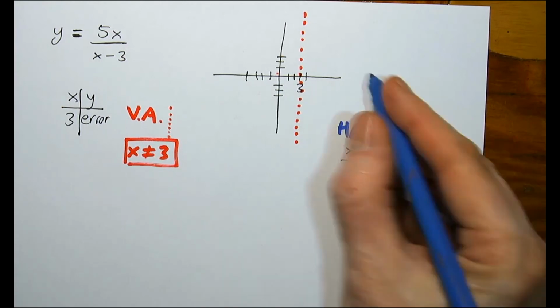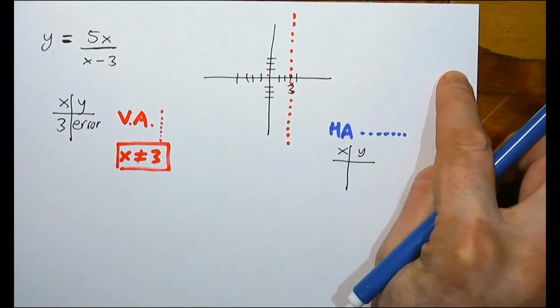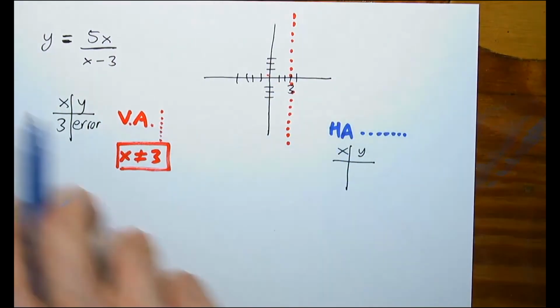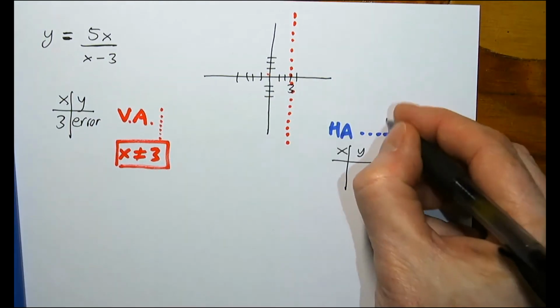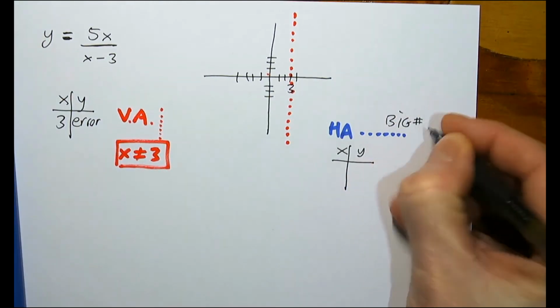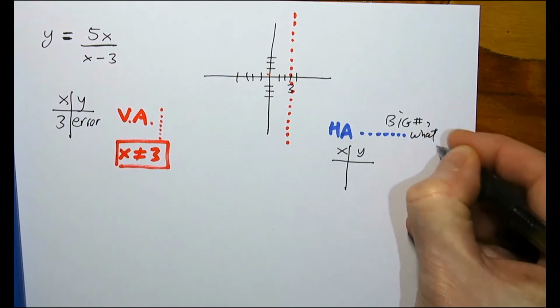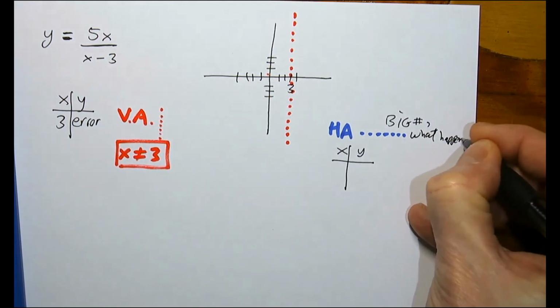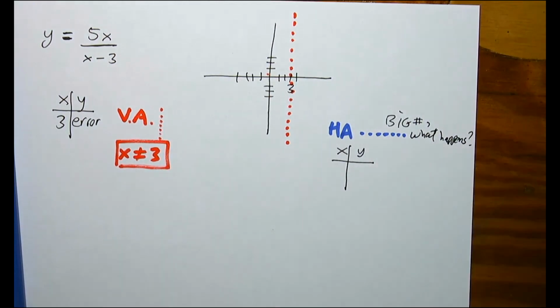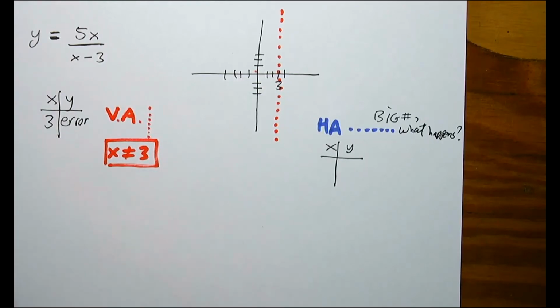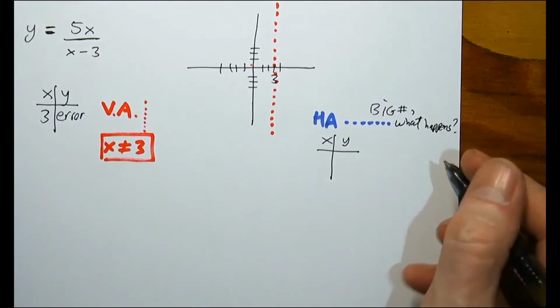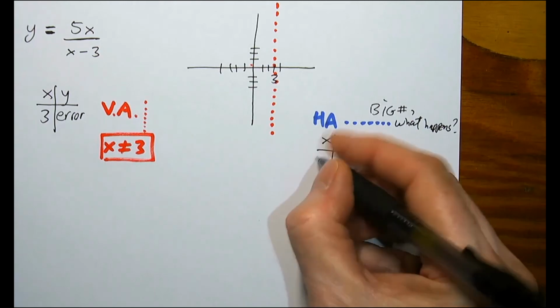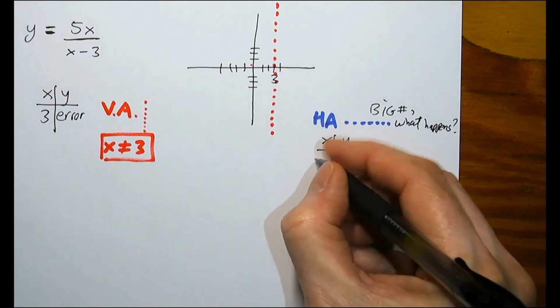And that means, where are the kids heading when they go off the screen? So horizontal once again means what happens at a really big number. Just put in a big number. You can put in 100, put in 1,000.